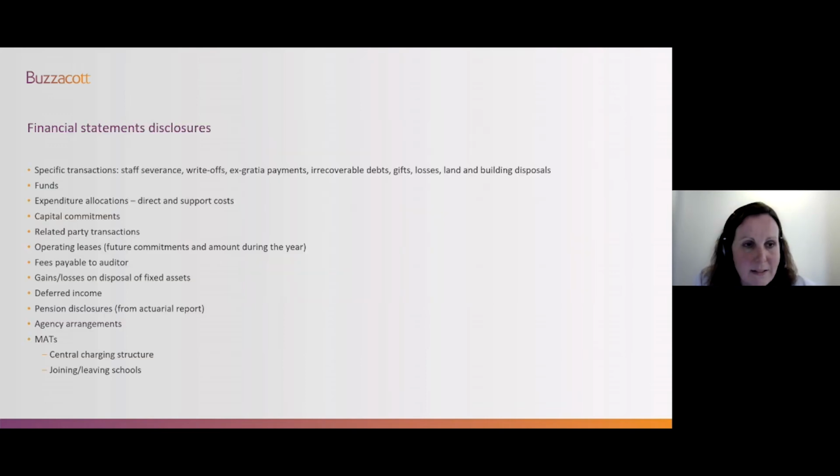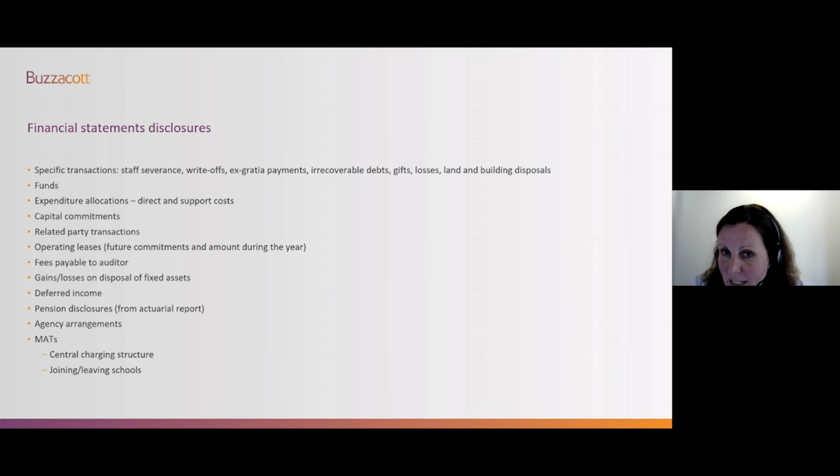Just moving to the next slide, I won't go through this in lots of detail, but this is really a reminder on the numerous financial statements disclosure requirements that are additional to the core statement of financial activities and the balance sheet. The ESFA and various reporting regulations require you to disclose many further specific transactions and commitments, liabilities.